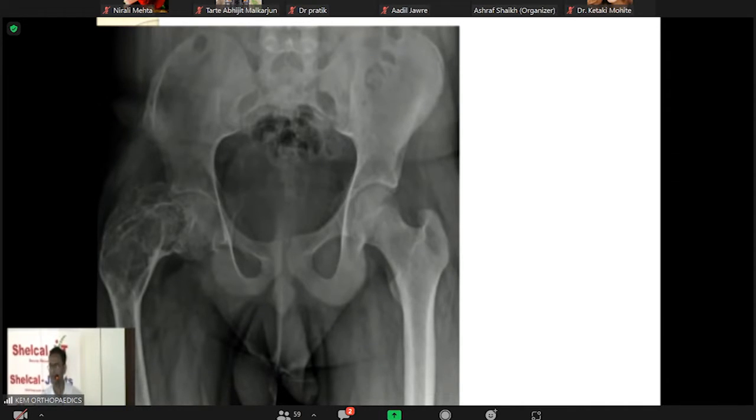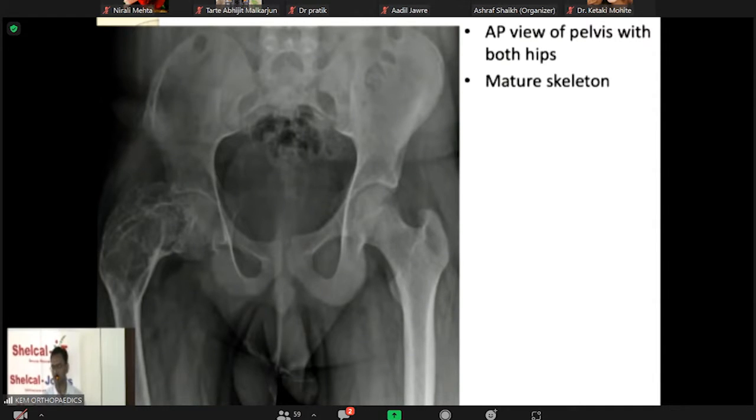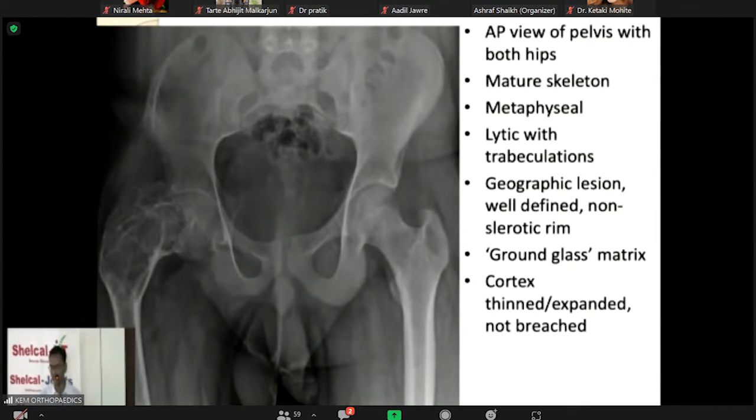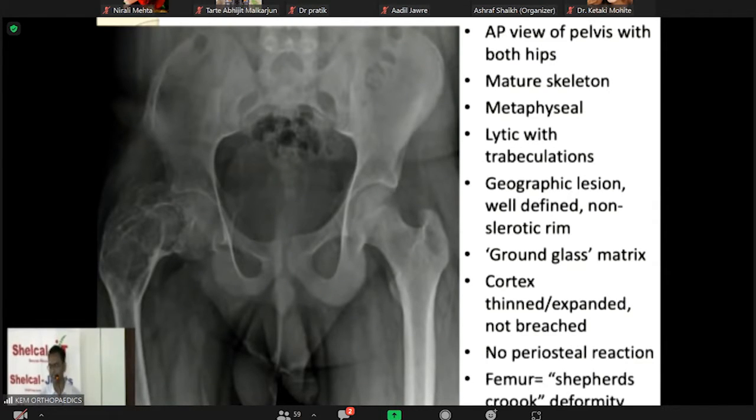It's an X-ray, anteroposterior view of the pelvis with both hips. Be a little louder. With a lytic lesion, centrally placed, with non-sclerotic margins affecting the metaphysis, and trabeculations are seen, and a geographic lesion. So geographic lesion, no sclerosis, ground glass matrix, cortex thinned out, expanded, no periosteal reaction. Again, shepherd crook. This is also a case of fibrous dysplasia only.